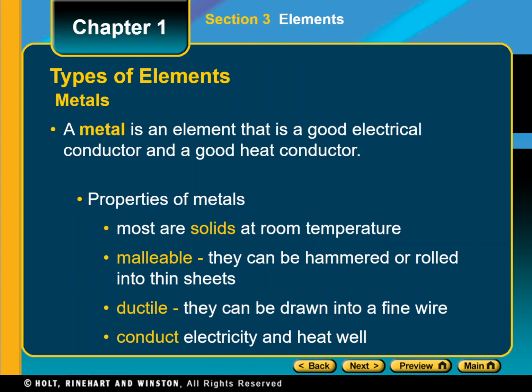A metal is an element that is a good electrical conductor and a good heat conductor. At room temperature, most metals are solids. Most metals are also malleable, meaning that they can be hammered or rolled into thin sheets. Metals also tend to be ductile, making it possible for them to be drawn into a fine wire. Metals behave this way because they have high tensile strength, which is the ability to resist breaking when pulled. Most metals also have a silvery or grayish-white luster or shine.